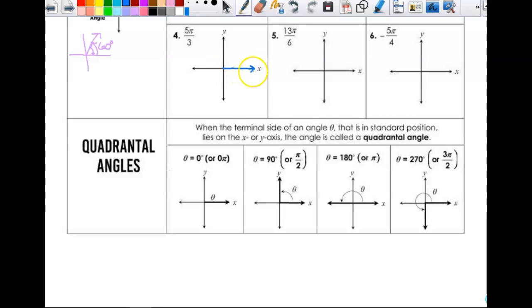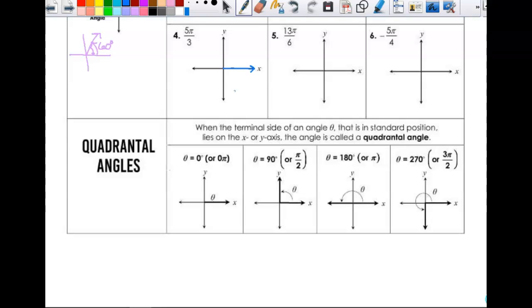If I have 5 pi thirds, I know that this is 3 pi thirds, right? Pi would be 3 pi thirds. All the way around would be 6 pi thirds, yes? But I'm not going 6 pi thirds, I'm only going 5 pi thirds, so I've got to back up some. You with me on that? You see how to think about that?